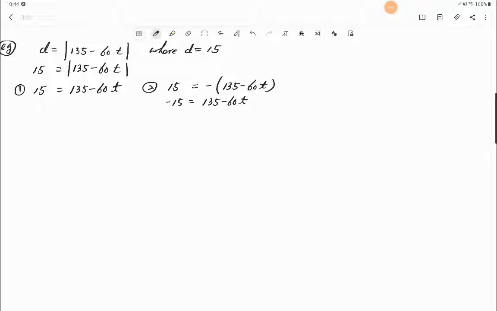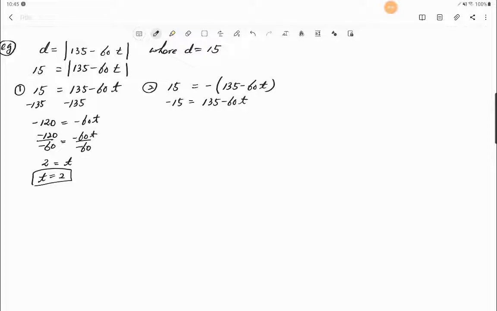So from these equations, let's find the value of t. So minus 135 each side. Then this negative 120 equals negative 60t. And divide each side by negative 60. So negative 120 divided by negative 60 equals 2, right? So t equals 2. We found the value of t, which is 2.